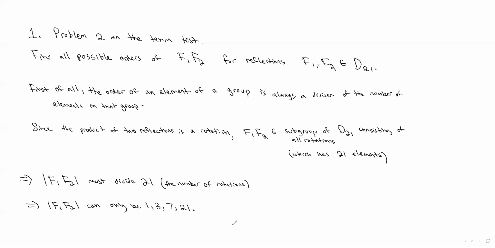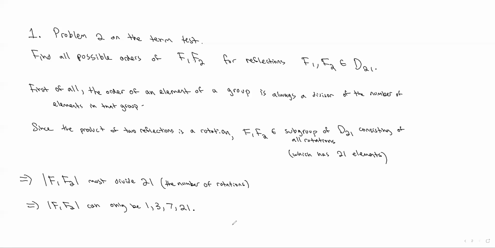Or said differently, if you don't want to think about subgroups, the rotations are a cyclic group. That's another way of seeing it: rotations form a cyclic group with 21 elements. And the order of any element in a cyclic group divides the total number of elements, and that's true in any group. So the order can only be 1, 3, 7, or 21. And apparently a lot of students did get to this stage.